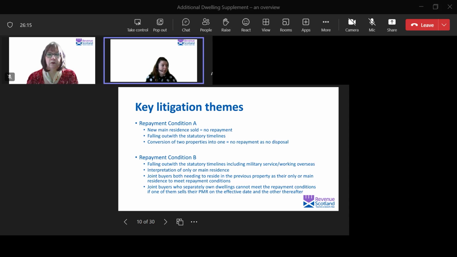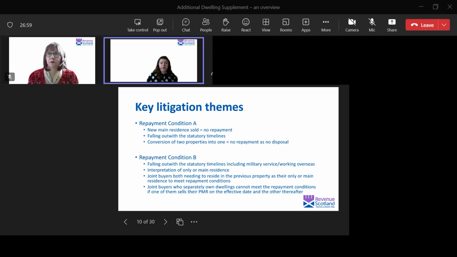In relation to condition B, so this is the one where the dwelling that you have disposed of needs to have been your only or main residence during the period of 18 months ending with the effective date of the transaction. The most common issue that we see arising here is, again, falling out with the statutory timelines. So you may have resided in that property as your only or main residence at one time, but it's not within the 18-month period. And some of our litigation covers military service or working overseas. And as you'll see, unfortunately, there is no carve out for these situations. It is simply, have you resided in that property in the 18-month prior period?